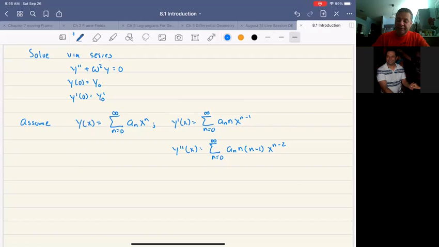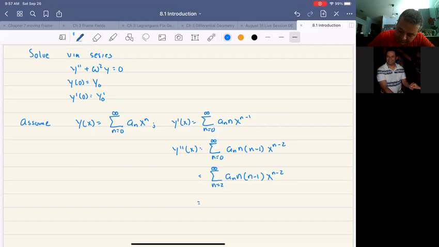So the first thing to notice, if n equals 0 or n equals 1, we're going to get 0, right? So I could write this immediately without anything crazy going on. No shift. A sub n, n times n minus 1, x to the n minus 2, starting at n equals 2. The reason again is because when n equals 0, this term is 0, and when n equals 1, this term is 0. Now we're going to shift, because what we want is for the exponents to match. We're going to write this in terms of x to the n.